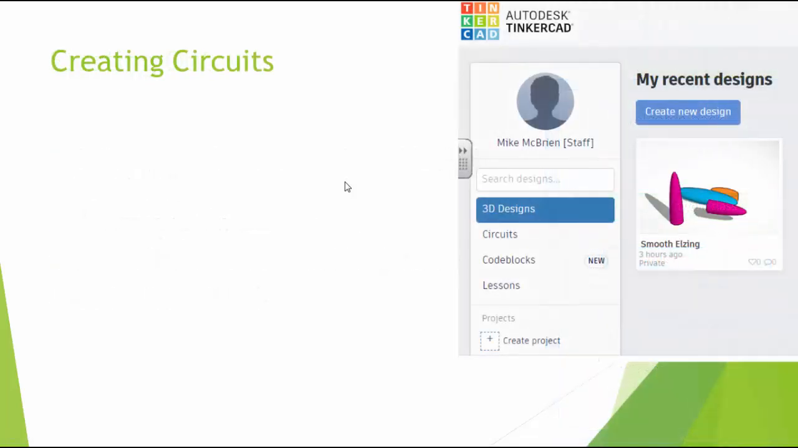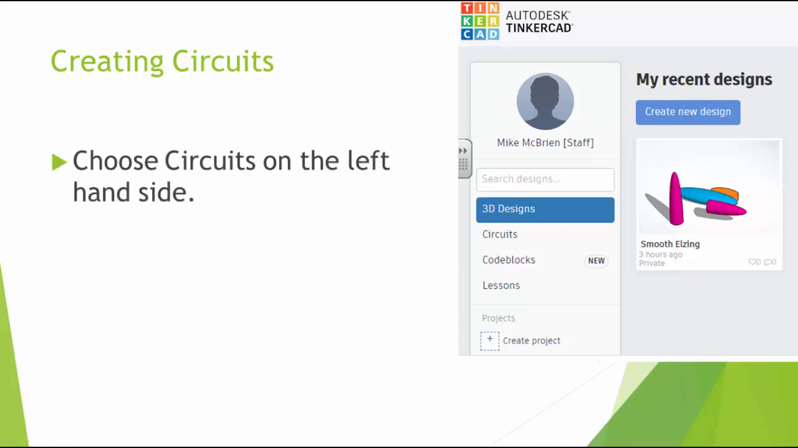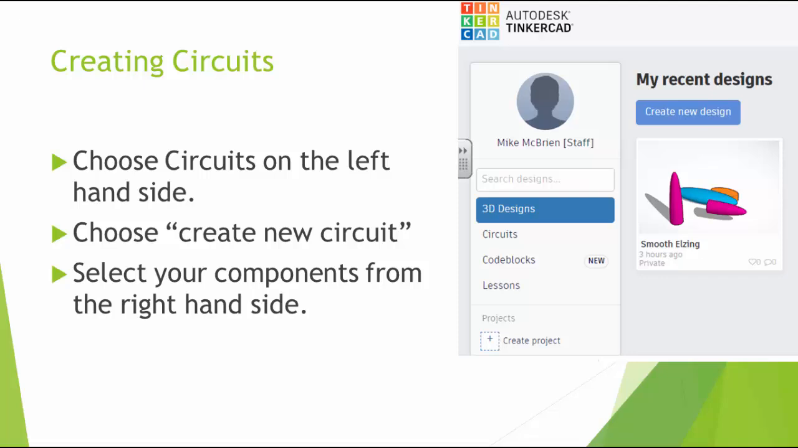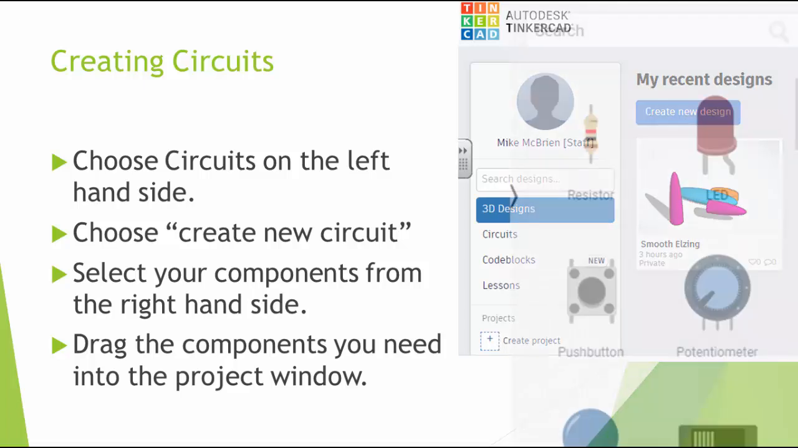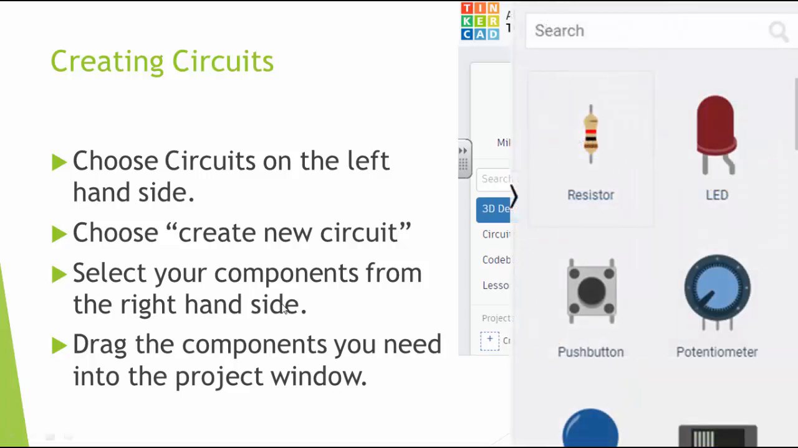Okay, so now once you've logged in, there are a bunch of different options for you to navigate. And what you want to do is move down to circuits. Choose circuits so that you can go ahead and use the circuit simulator today. Once you've done this, you can choose create new circuit, and this will create a project view for you to start work. Once you've done this, you can select your components from the right hand side and drag these components into your project window in order to construct your circuit.